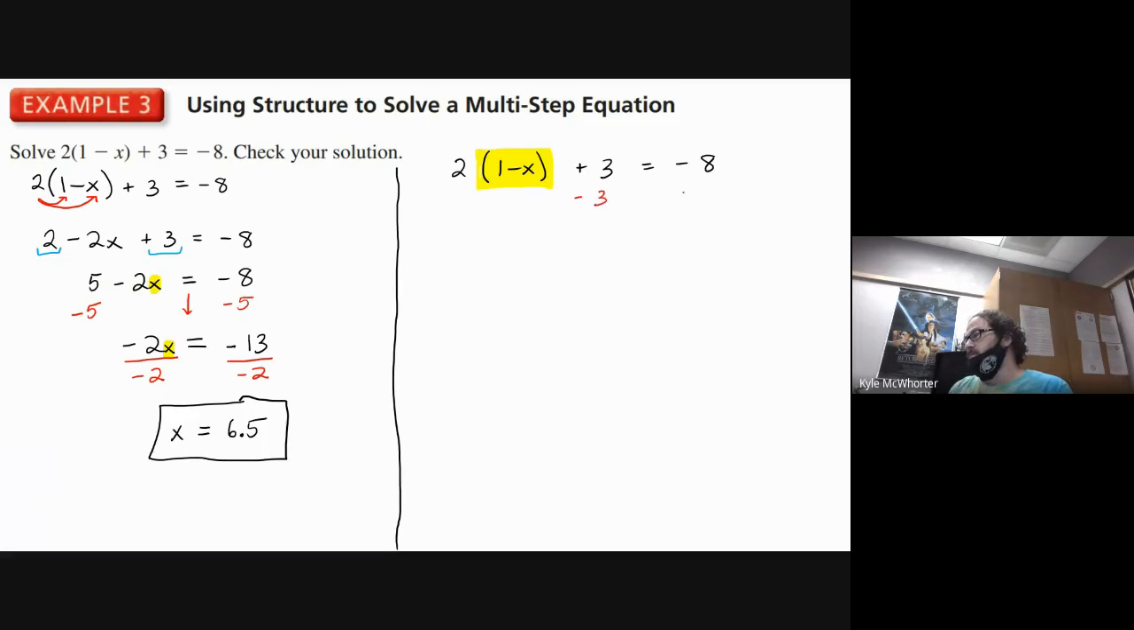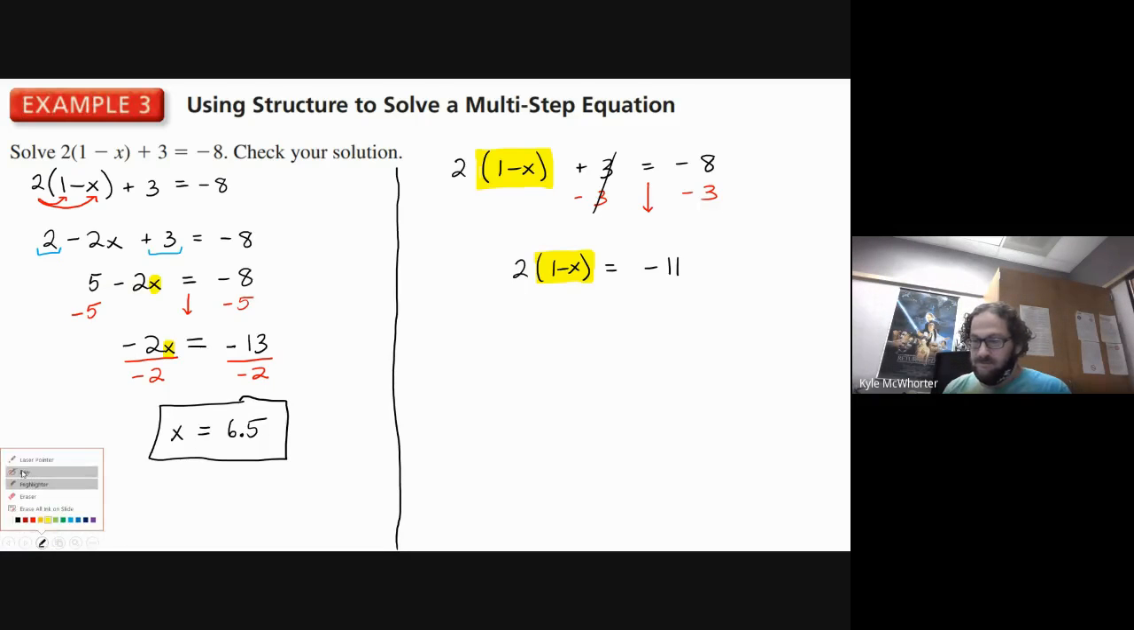So I'm going to do -3 once from each side of the equal sign. So then we get 2 times 1 minus x equals -11. Then once again, I'm gonna think about this whole chunk as how can I get that chunk by itself? It's being multiplied by 2 right now, so I can divide both sides by 2. Two divided by 2 is 1, so these cancel out. And then we're just left with 1 minus x equals the -11 divided by 2 would be -5.5.